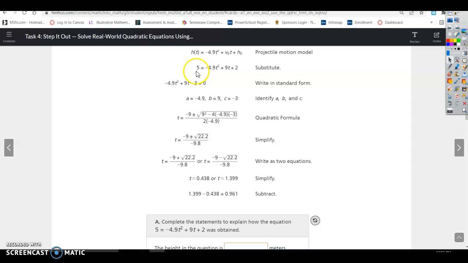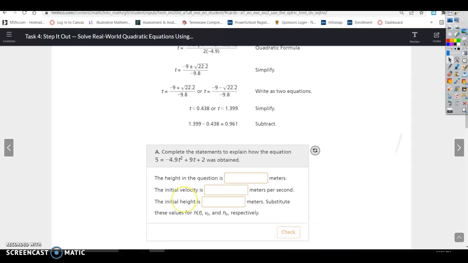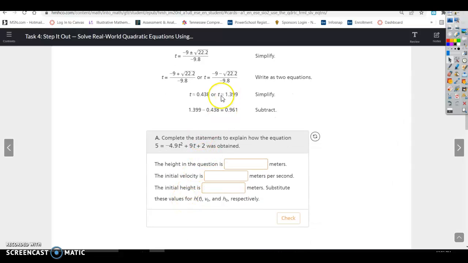We know that because that's the number that we plugged in for the height. That's what we solved for. The difference of those two numbers is going to be what we need. So 1.399 minus 0.438 gives us this amount, and this is in seconds because it's time in seconds, if you remember.